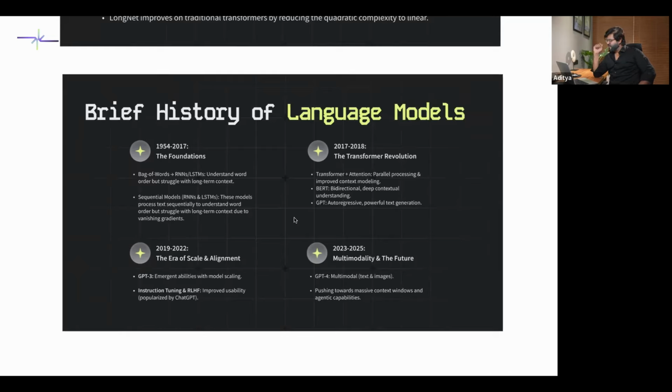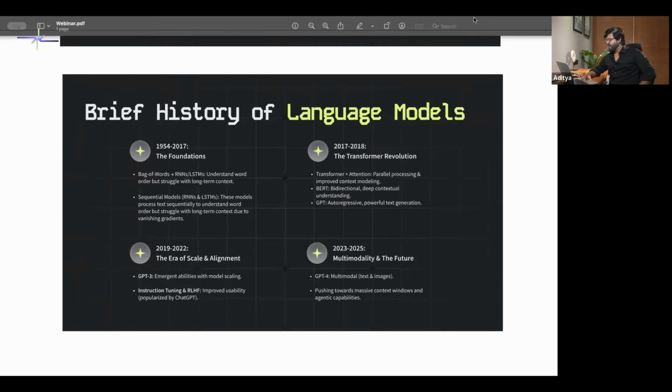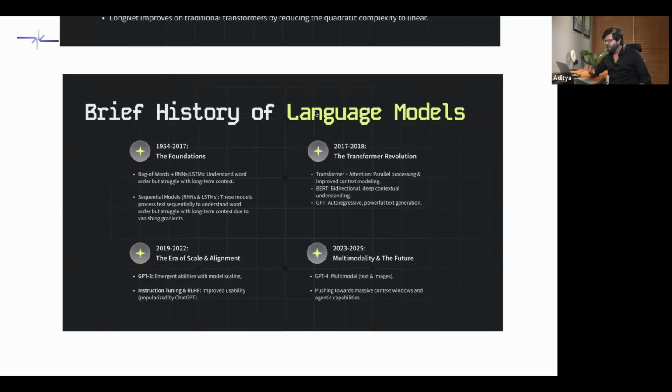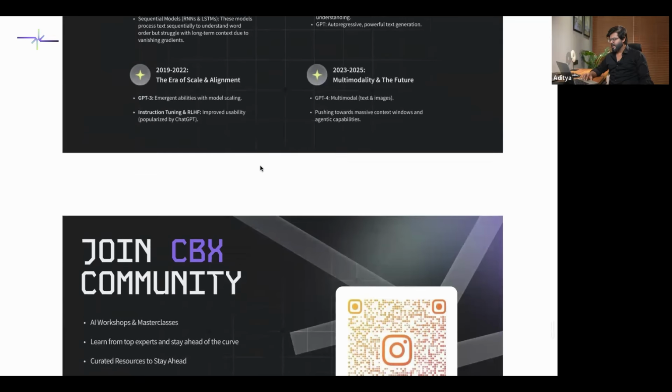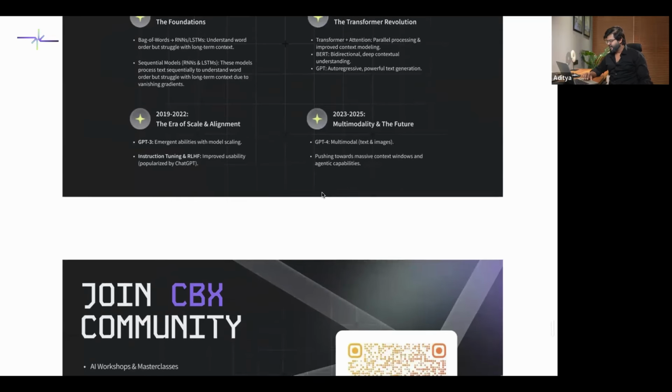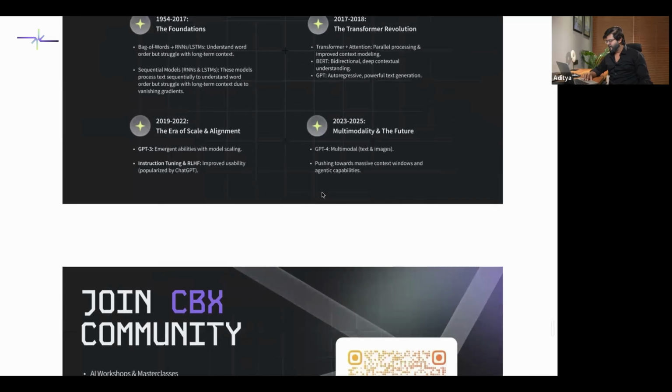Just a quick question for us. Have you guys used Siri, Google Siri and all? My question to you all, have you used Siri or any of these? It was back in 2010, 11, 12, 13. And now see the kind of models we have. There is a huge change which has happened. You guys can comment here if you have anything to say.